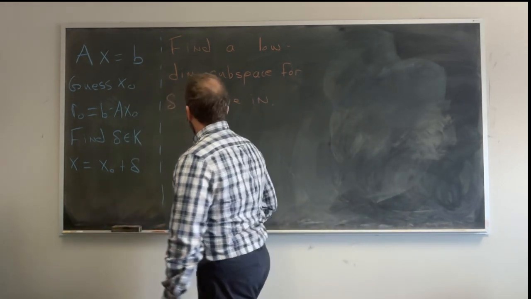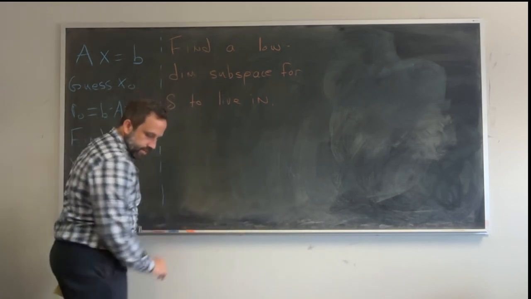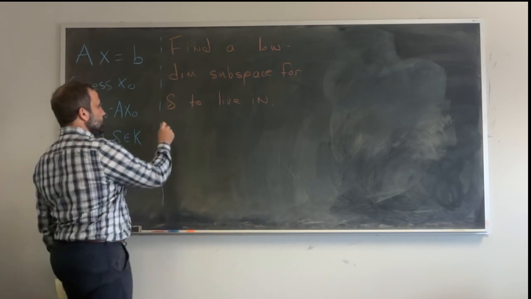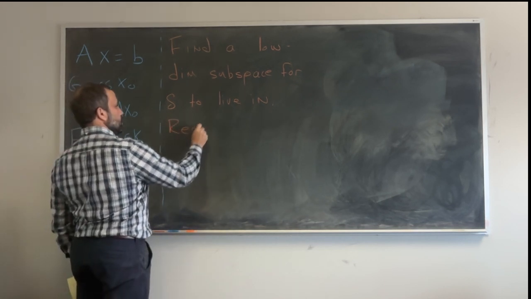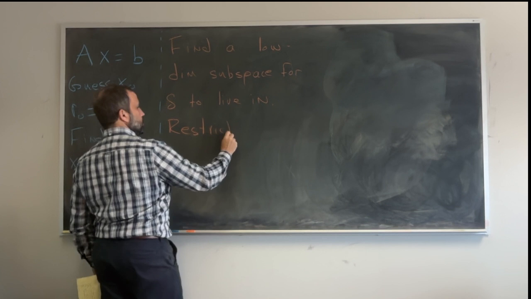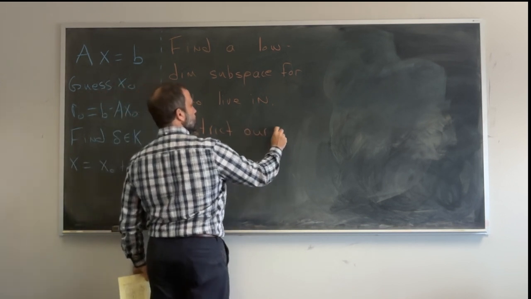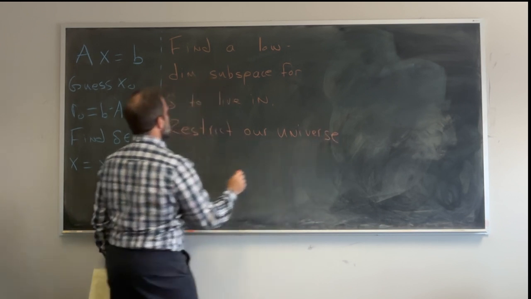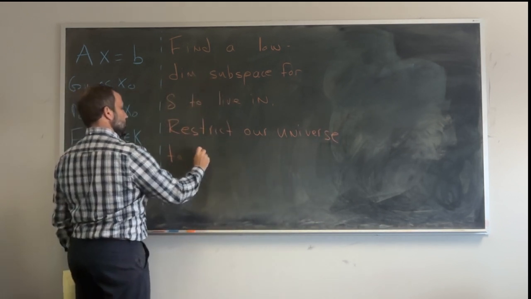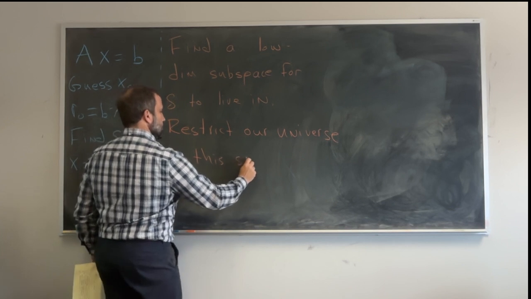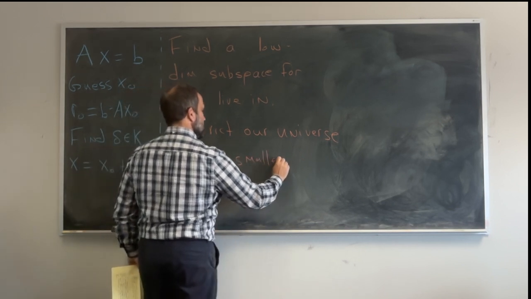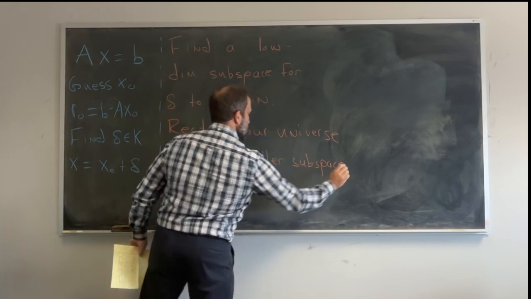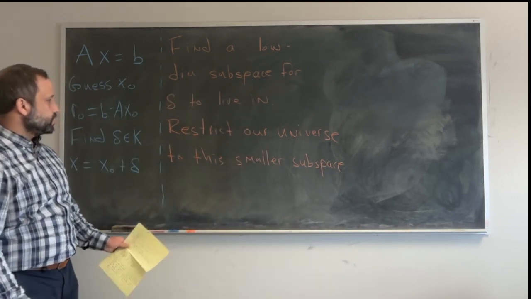And so one way to think about what we're going to do then is, let me get a different color chalk here, we're sort of going to restrict our universe to this smaller subspace. We're going to restrict our universe to this smaller subspace.